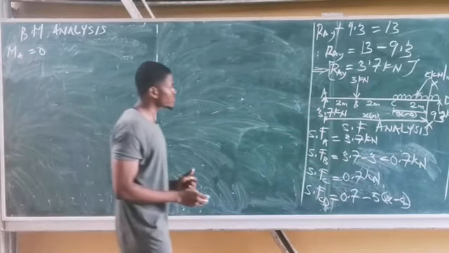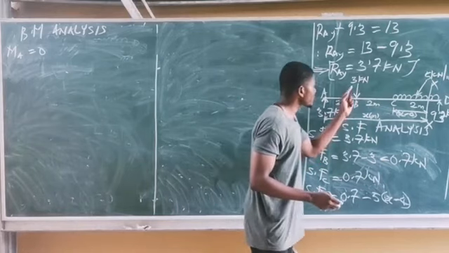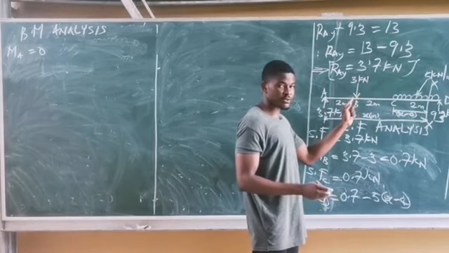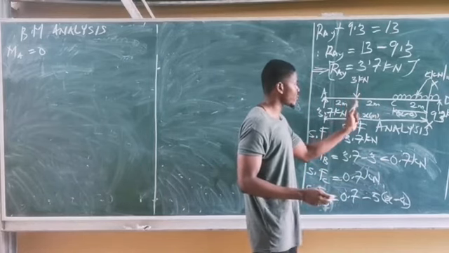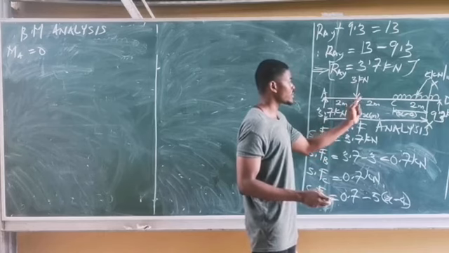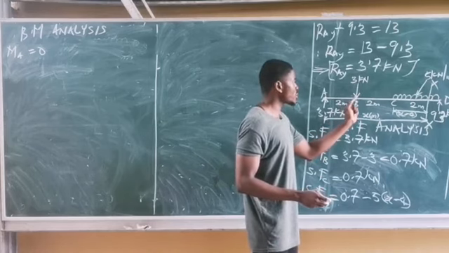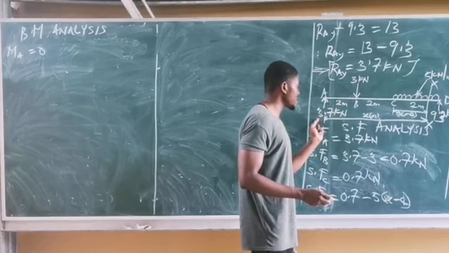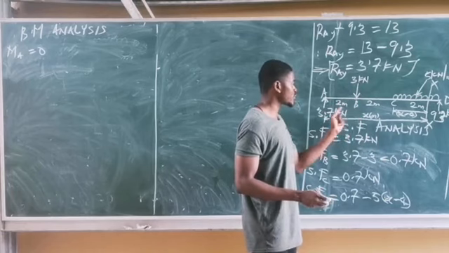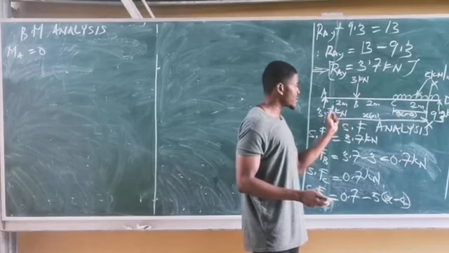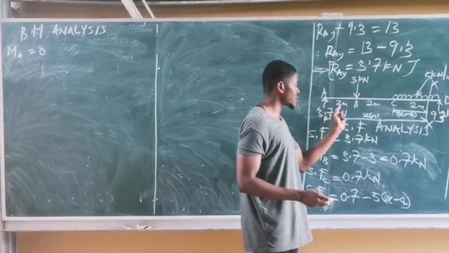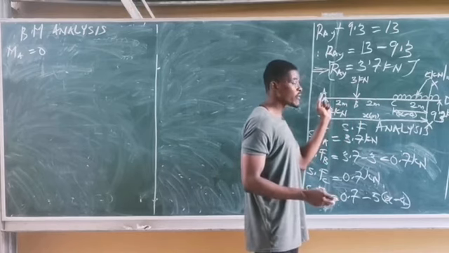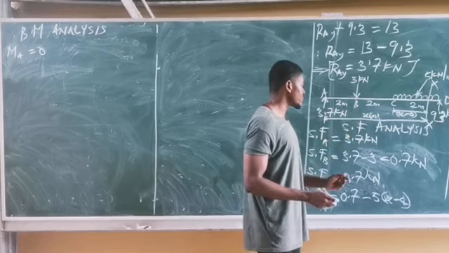Okay, moving down to point B, the moment of the 3 kilonewtons force about point B is 0 because there is no distance between the force and point B. So the moment of this force about this point is 0. But before we get to point B, there is a force that has a distance to point B. That force is 3.7 kilonewtons, and the distance it takes to get to point B is 2 meters. Since it's upward, we have a positive moment about point B.